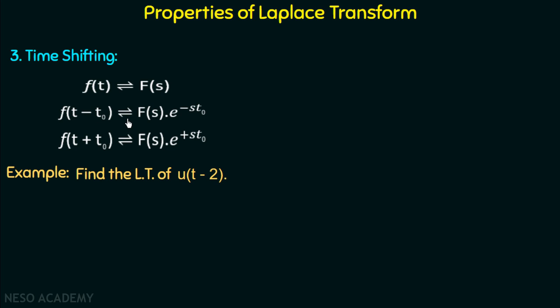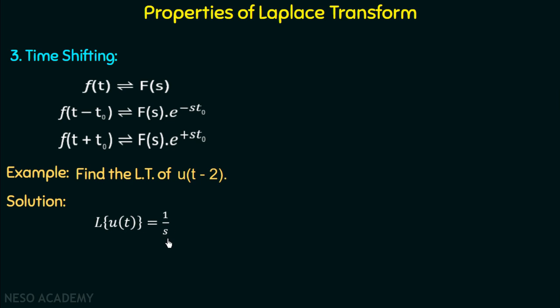and its Laplace transform will be F of s multiplied by e to the power minus s t naught. And in this case, F of s will be the Laplace transform of u of t, and we already know the Laplace transform of u of t, right? It is 1 over s. So moving on to the solution, we will have the Laplace transform of u of t is equal to 1 over s.